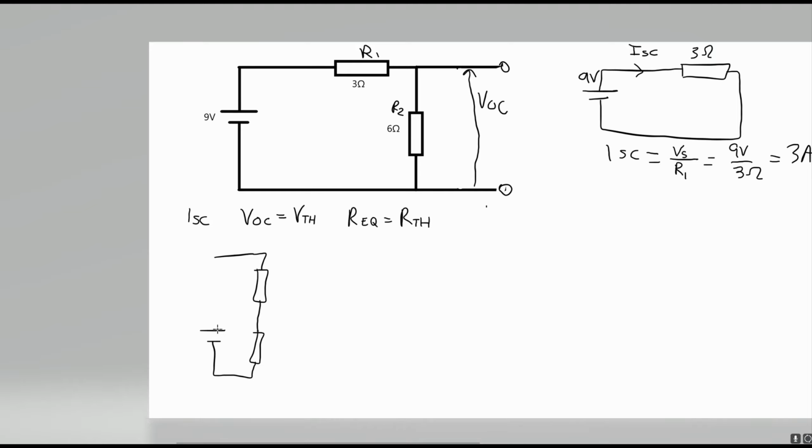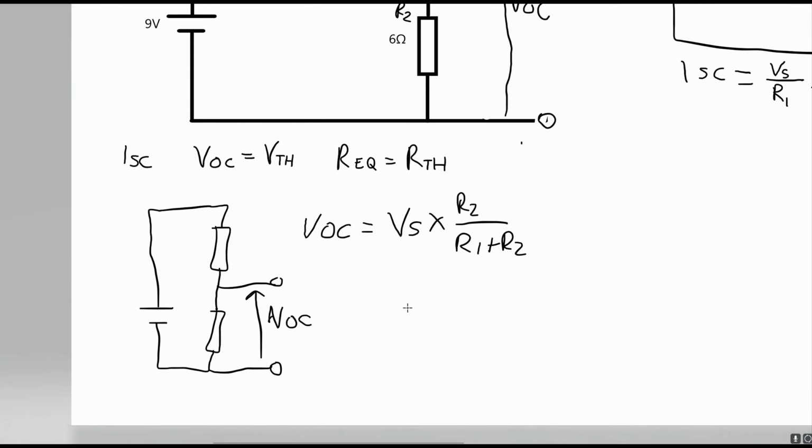I'm just going to draw a quick equivalent circuit. You can find this voltage by using, I'm going to call this V out. Actually, no, it's VOC. Sorry, VOC. You can see this is the same circuit as that. So VOC equals VS times R2 over R1 plus R2. And you've probably seen this in physics A level if you did that.